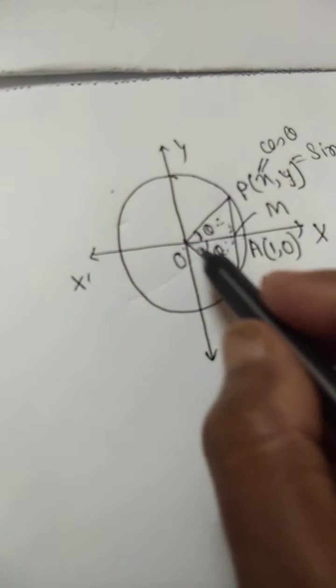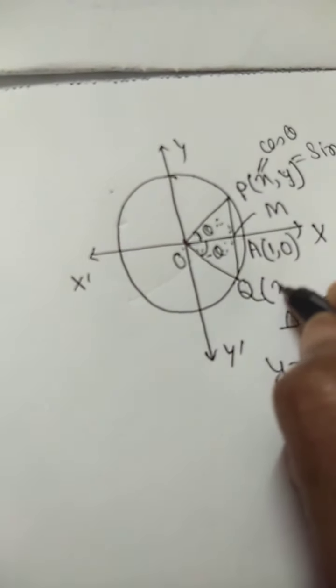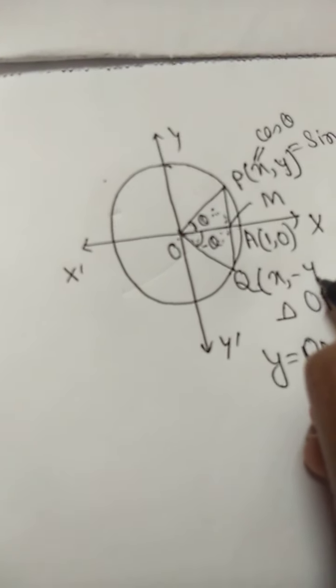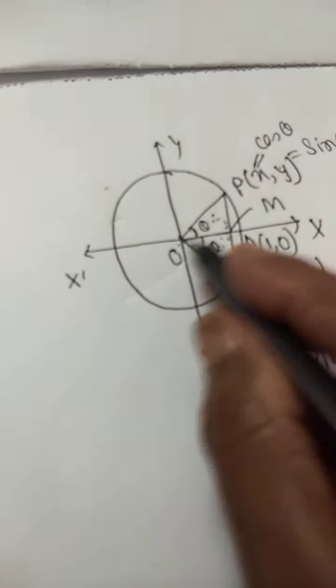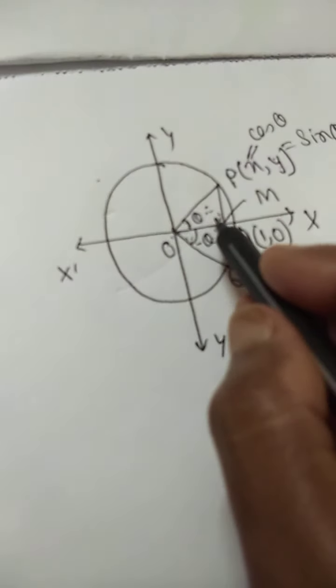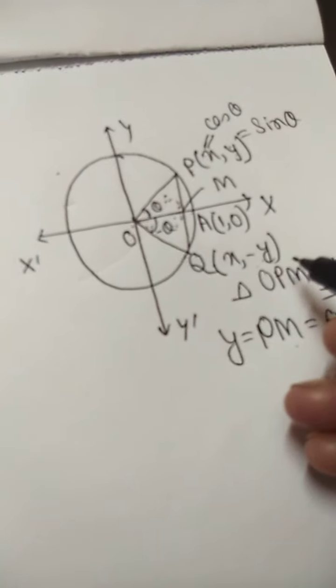Now from these things we can find the coordinate of Q. What should be the coordinate of Q? OM is x, and since it is on the negative part of the y-axis, the coordinate of Q is nothing but x, minus y.